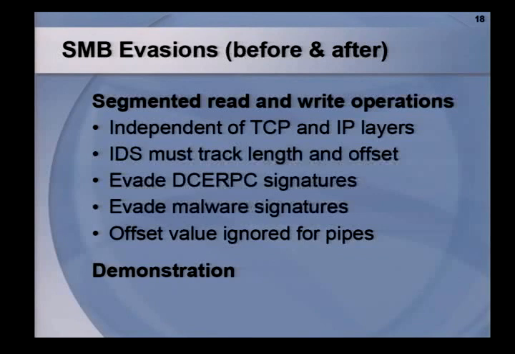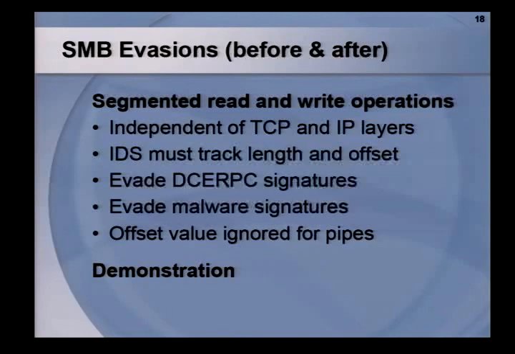One of the neat things about segmented reads and writes is that when you're working with named pipes, the offset field doesn't matter. So if the IDS is smart enough to track what offset you're reading and writing to, we just randomize that. And they still have to figure that out, and figure out whether you're writing to a pipe or a file. If you're writing to a file, those offsets do matter, and you can actually write out a file via SMB using strange offsets and build the file out in the wrong order. If you're looking for malware signatures or someone writing a malicious file, tracking all that becomes a real issue. You basically have to create a complete copy of that file in memory before you can do a real signature on it.